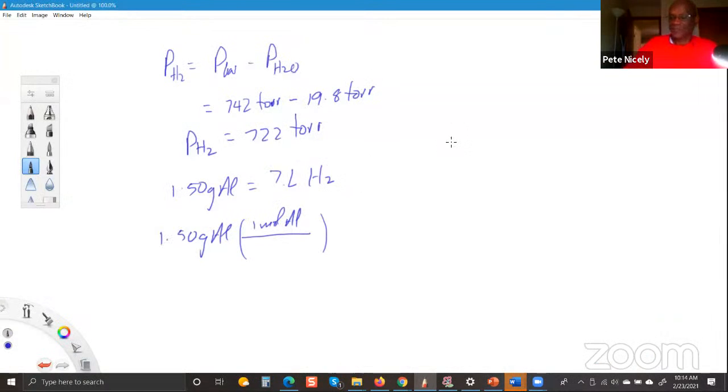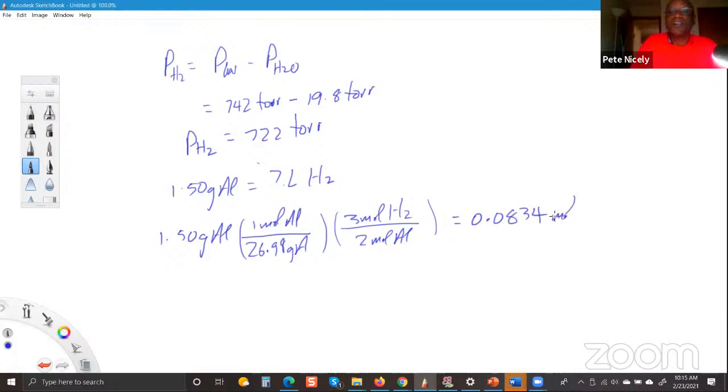So I'm going to put 26.98 grams of aluminum. And then I'm going to look at the mole ratio between the aluminum and the hydrogen. And based on the given equation, it's 3 moles of hydrogen for every 2 moles of aluminum. All right. So I'm going to do this calculation. 1.5 divided by 26.98 times 3 divided by 2. So according to my calculation, this works out to be equal to 0.0834.